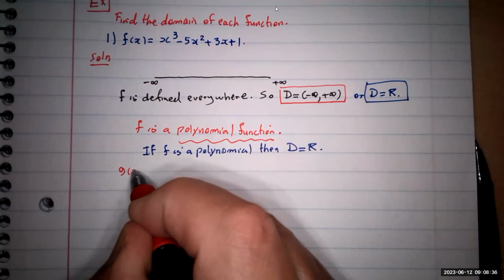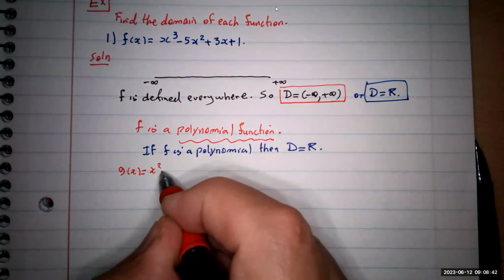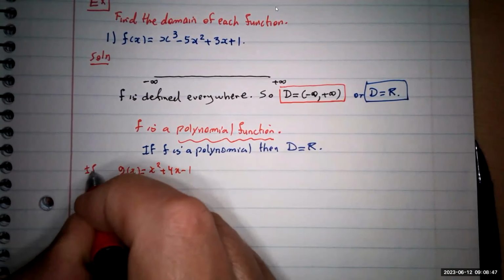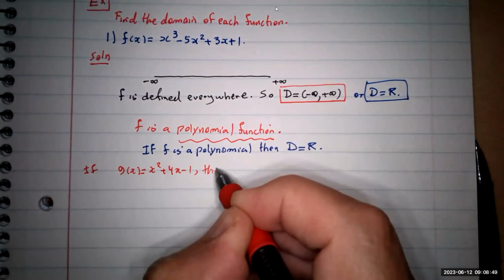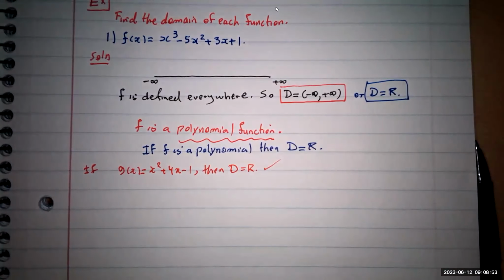So g of x equals x squared plus 4x minus 4. That's it. So this is a polynomial. As soon as this is given to you, the domain is all real numbers. And we're done. Okay, our main tools are going to be polynomials.